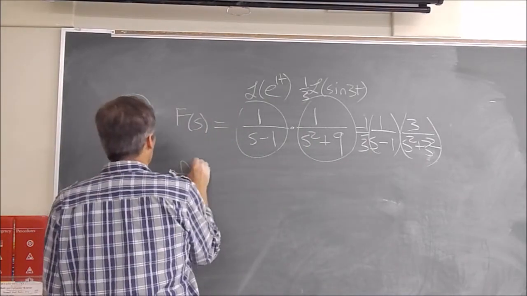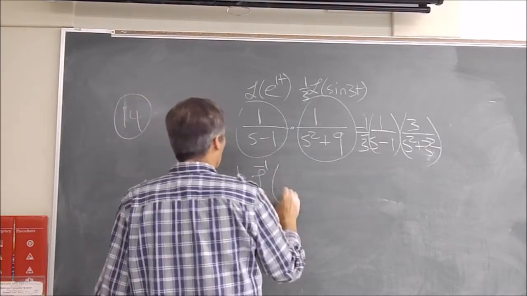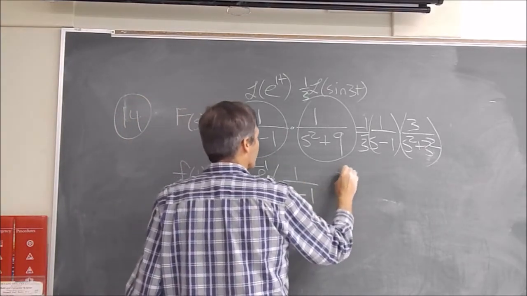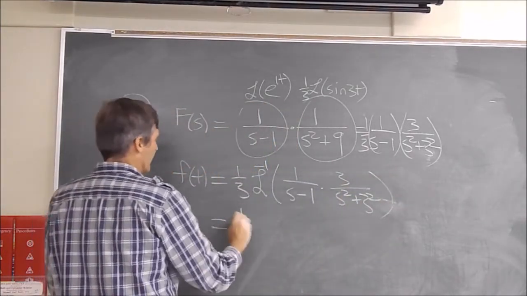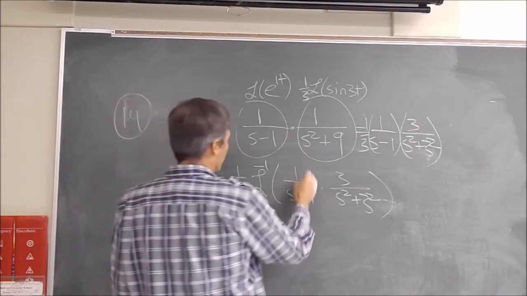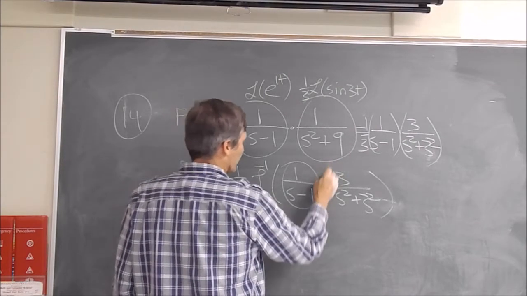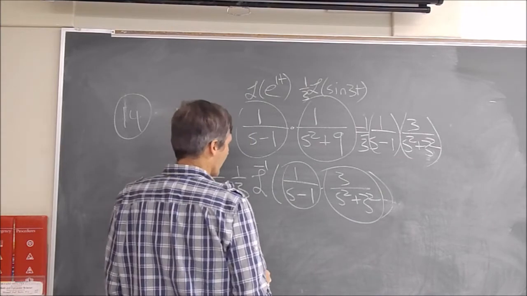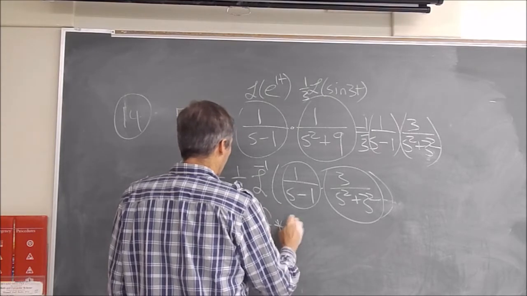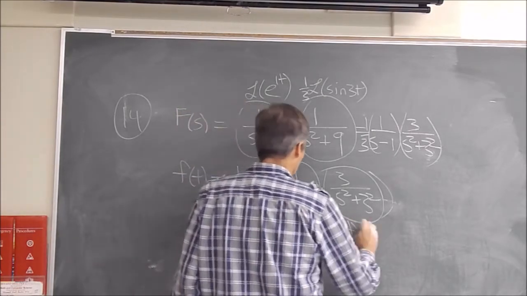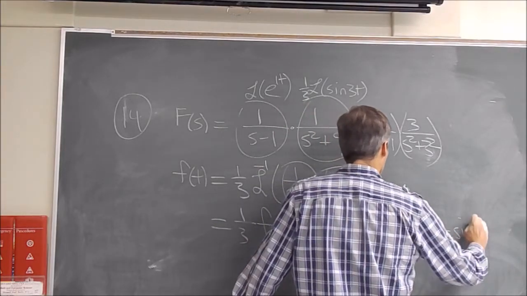Then f of t, the inverse transform, is 1/3 the inverse transform of 1 over s minus 1 times 3 over s squared plus 3 squared. But this being the transform of e to the t, and this being the transform of sine 3t, the inverse transform is the convolution f with g, where f of t is e to the t, and g of t is sine 3t.